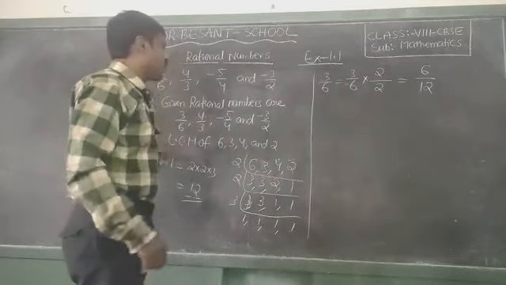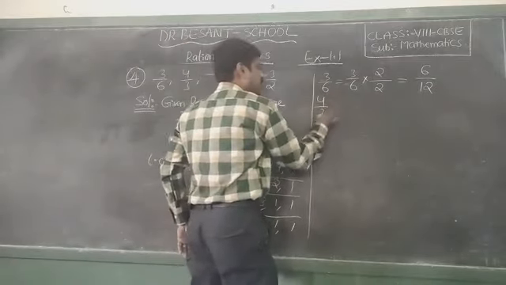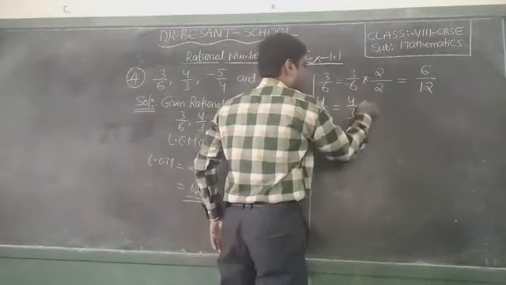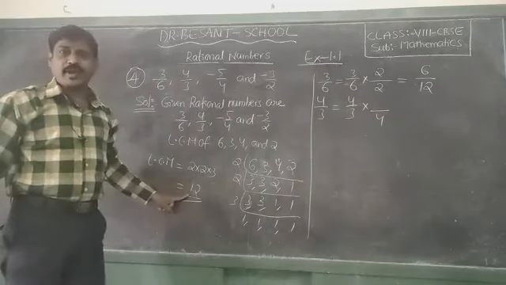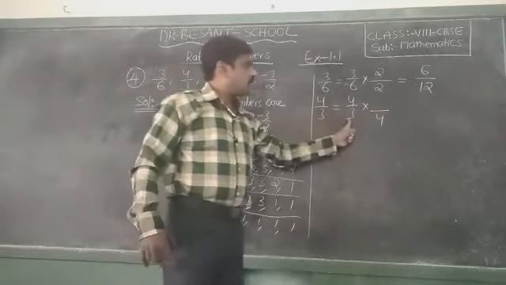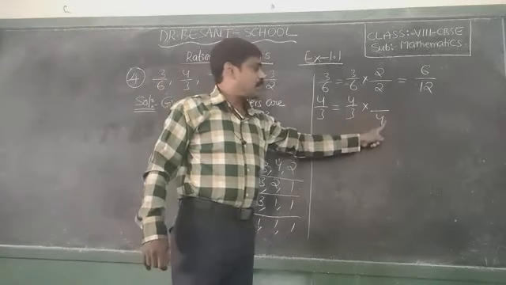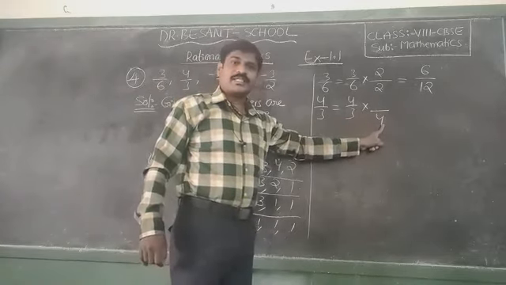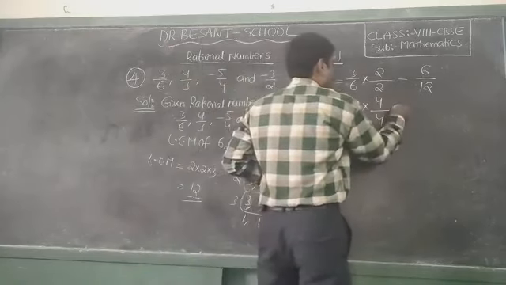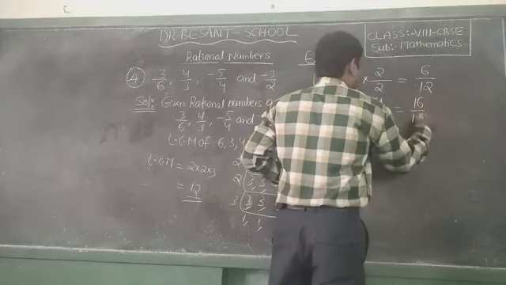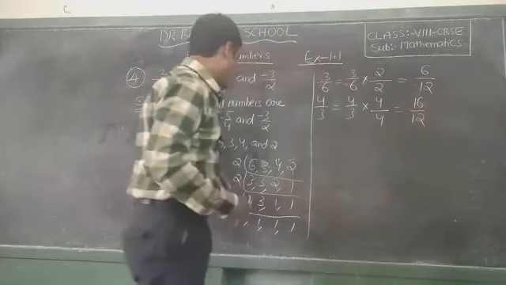Next rational number 4 by 3. So 4 by 3, the denominator should become 12. That's why, we know that 3 4s are 12. Multiply the denominator by 4, the same numerator also we should multiply with 4. 4 4s are 16, 3 4s are 12.